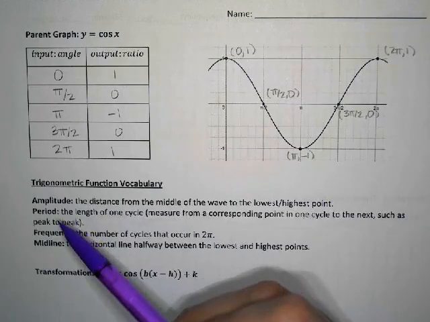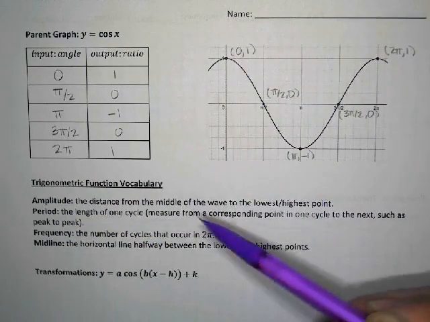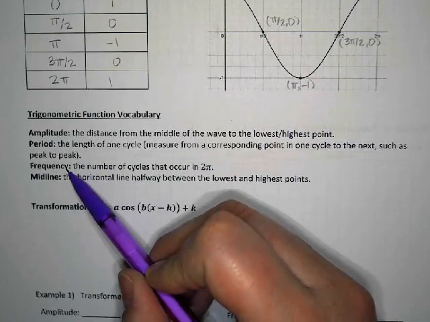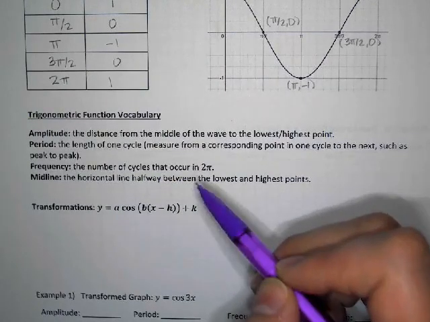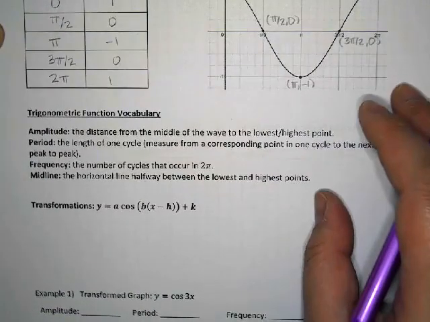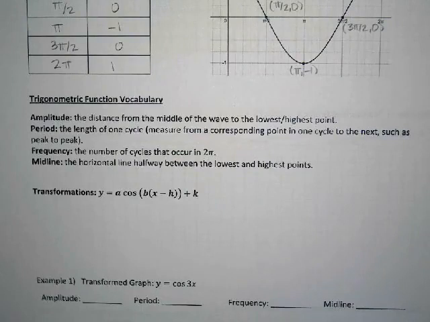The period now, since we're talking about cosine graphs, again, the period is going to be 2 pi. So now we're back to talking about a frequency describing the number of cycles that occur in 2 pi, from 0 to 2 pi instead of from 0 to pi, the way it was with tangent. The transformations are the same as what they were with the sine graph.